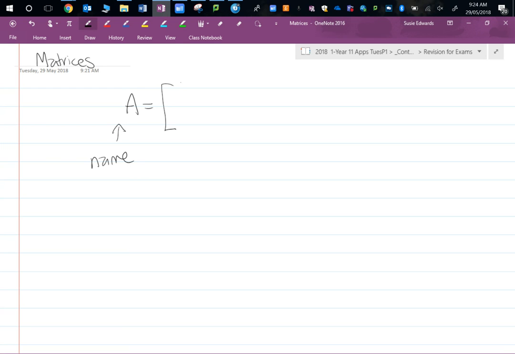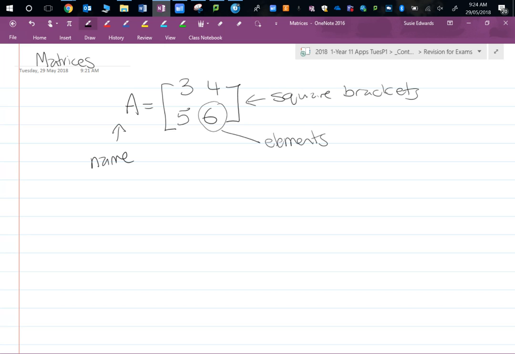Matrix is the singular, matrices are the plural. And then there are different what are called elements within a matrix, within square brackets. So if you're asked to draw a matrix, you must show the square brackets. This is the name of the matrix. Each of these are called, can you remember the name of them? Elements.